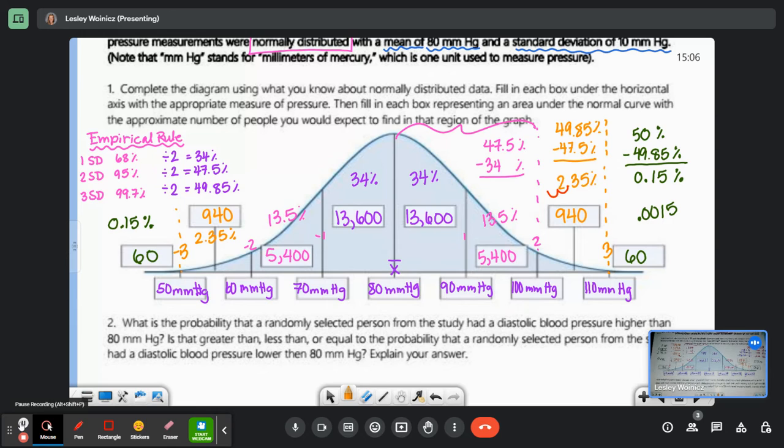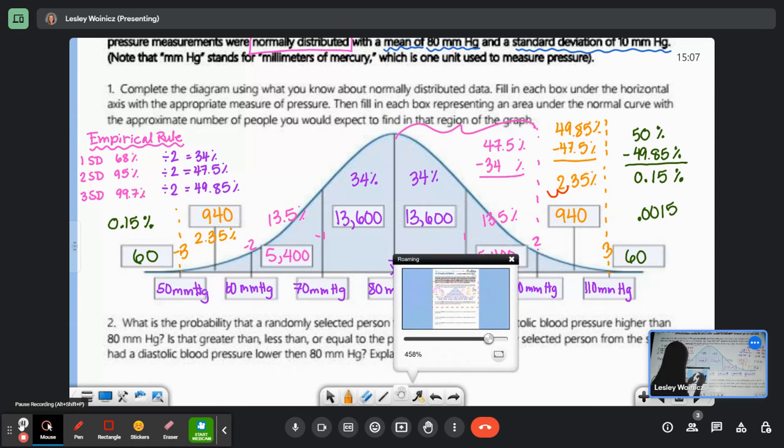Okay, does everybody understand where all of those numbers came from? Yes. So it all came from the fact that this is normally distributed, so we have to use our empirical rule. Where'd you get the 0.0015 from? From moving this decimal point over. Oh, you subtracted from it. We did 50% of the data minus 3 standard deviations worth of data.